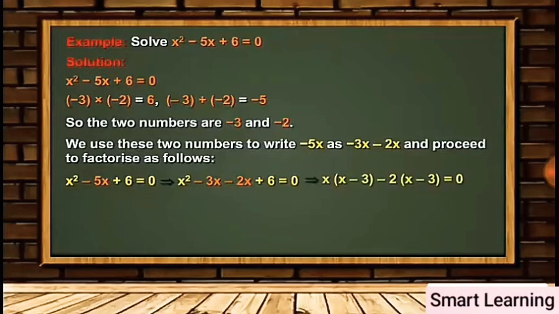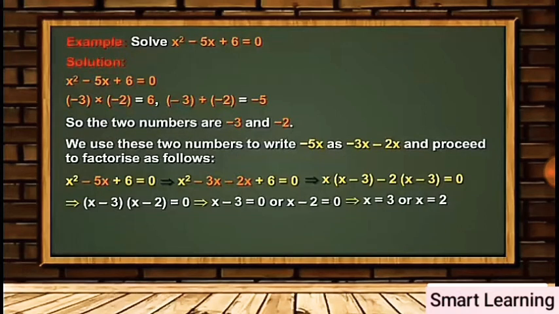= 0. This implies x(x - 3) - 2(x - 3) = 0. This gives (x - 3)(x - 2) = 0, from which x - 3 = 0 or x - 2 = 0, so that x = 3 or x = 2. These are the two solutions.